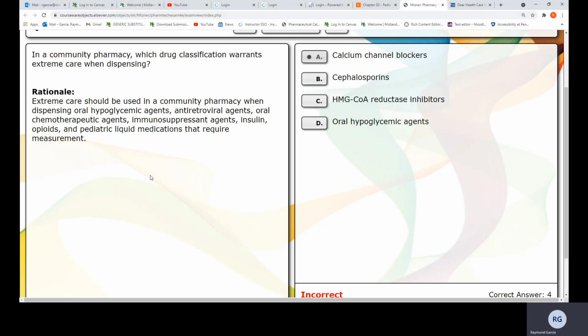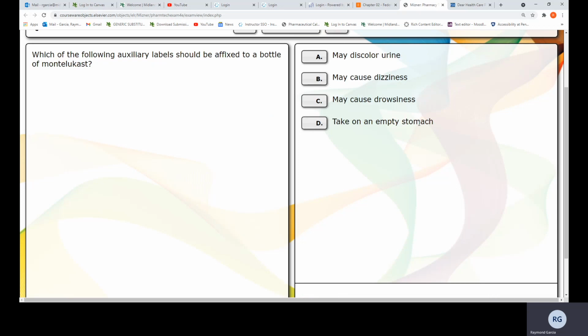Calcium channel blockers are heart medications. HMG CoA, that's another heart medication. Cephalosporin is an antibiotic. What's that?